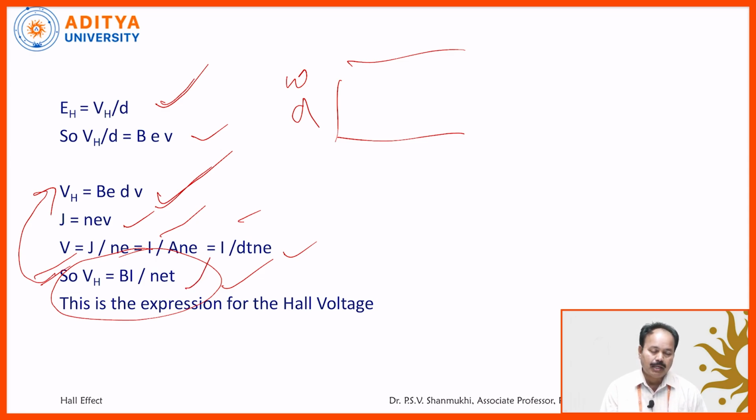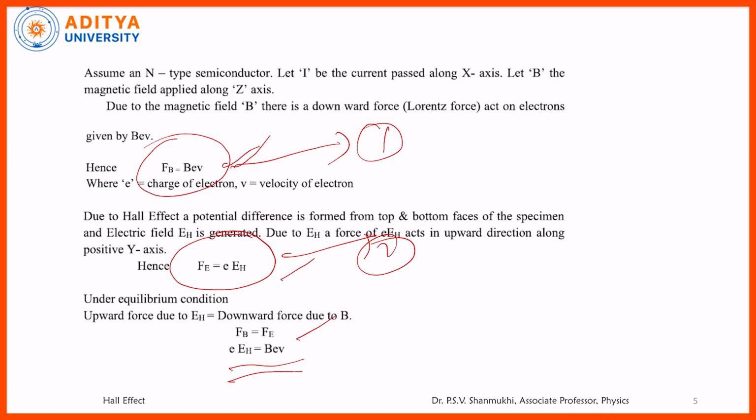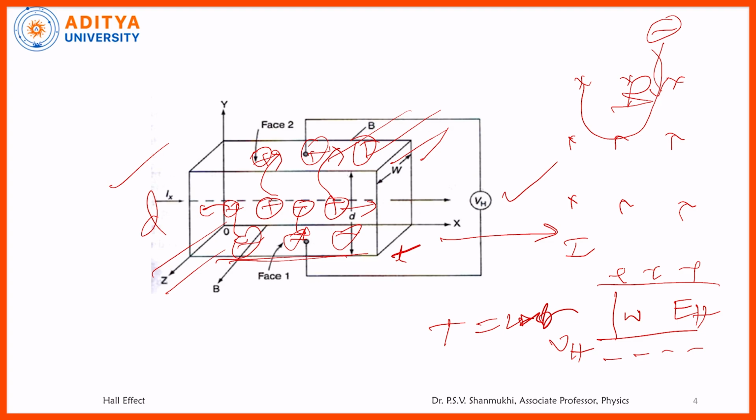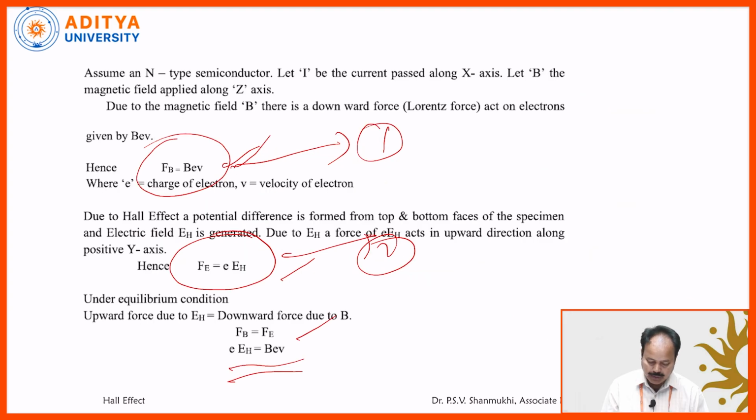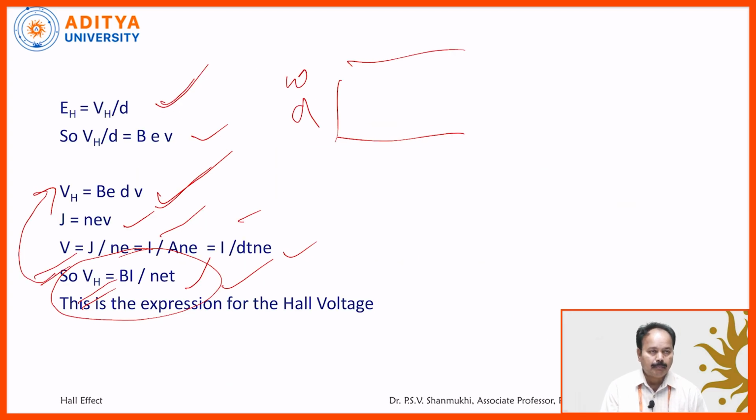Out of these parameters, this VH we can determine by connecting a voltmeter here. So, automatically from the experiment we can determine VH. B, the applied magnetic field, we know, and how much current is passing, that also we know. Charge of the electron is known, T is the thickness of the sample, known. By this expression we can determine the electron density or the holes density in a semiconductor slab. Anyhow, this is the Hall voltage expression.